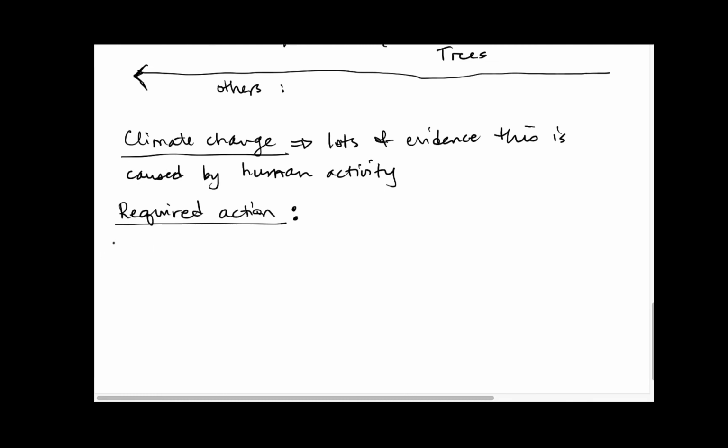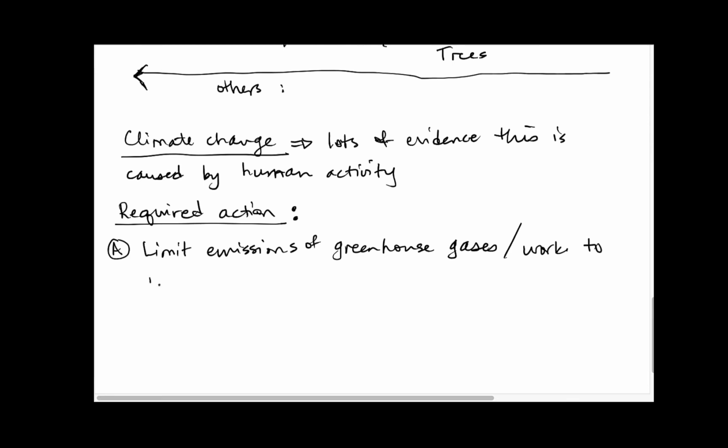So what do we need to do if we want to limit climate change? We need to do really two big things, right? We need to limit emissions of greenhouse gases. And I guess this has a subcategory of working to remediate, to lower the levels of the greenhouse gases.